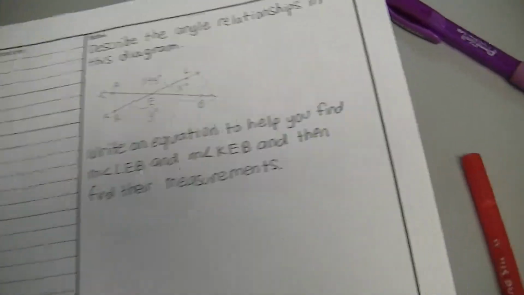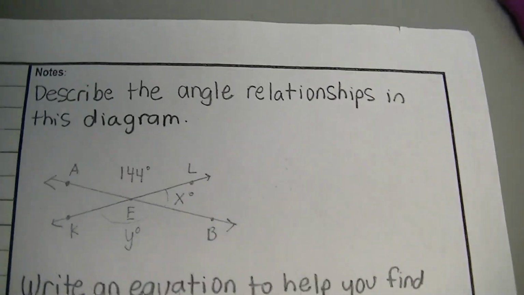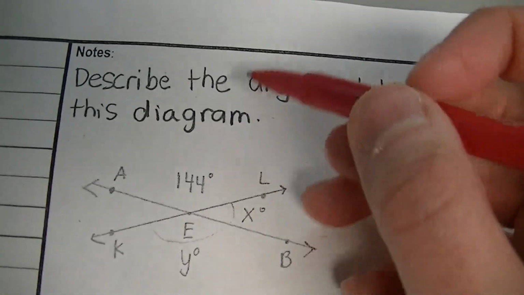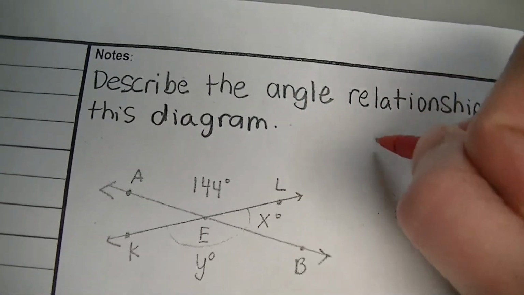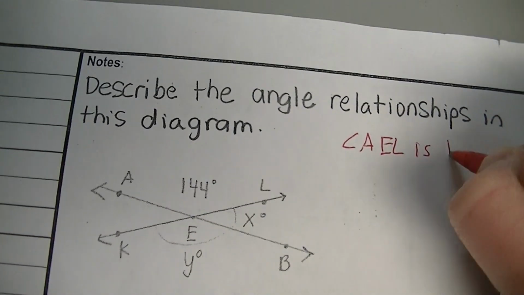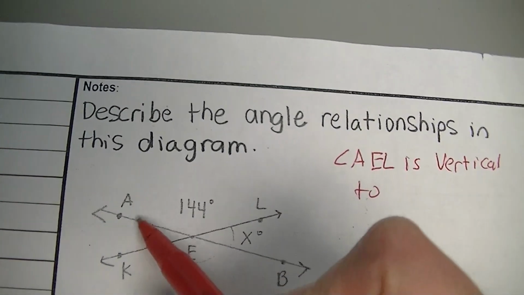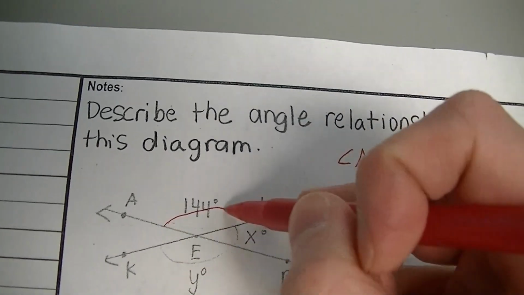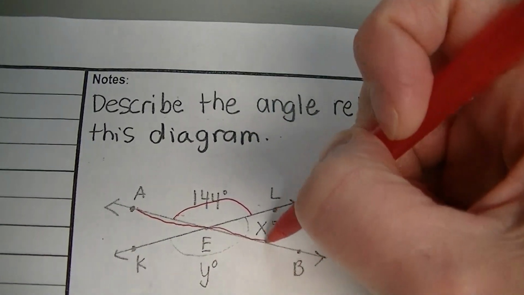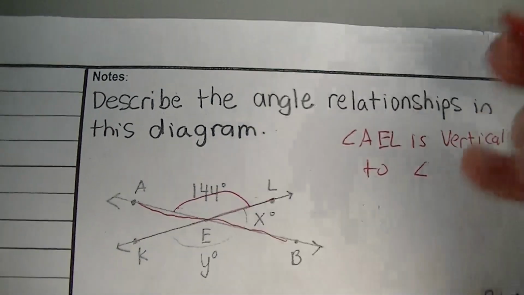That's an extra. Okay. It says, describe the angle relationships in this diagram. So, let's just stick with this one right here. Angle AEL is vertical to what? What is it vertical to? AEL, this angle right here, is vertical to angle, let's see, trace, trace, trace, trace. You got straight, straight, straight. And then this one straight, straight, straight. So it matchy-matches this one over here. Angle KEB.